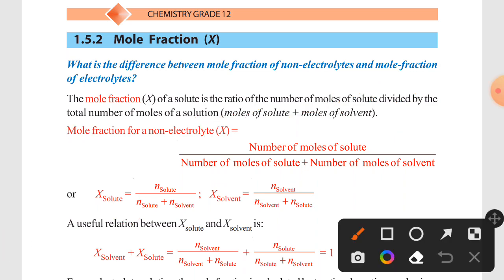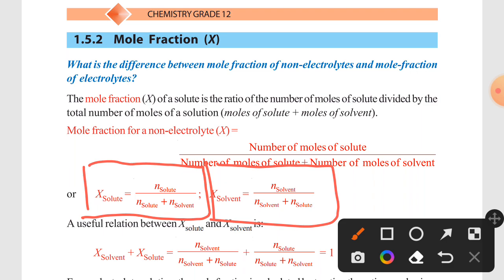The first formula is this one. X of solid, or mole fraction of solid, is equal to number of mole of solid over number of mole of solid plus number of mole of solvent. Or mole fraction of solvent is equal to number of mole of solvent over number of mole of solvent plus number of mole of solid.